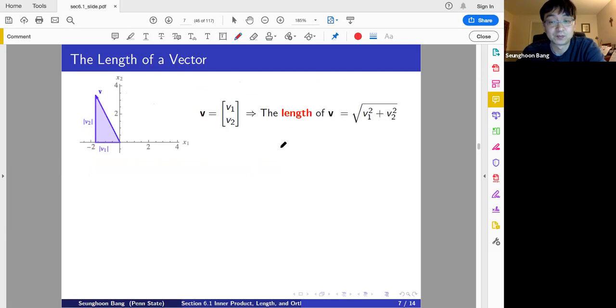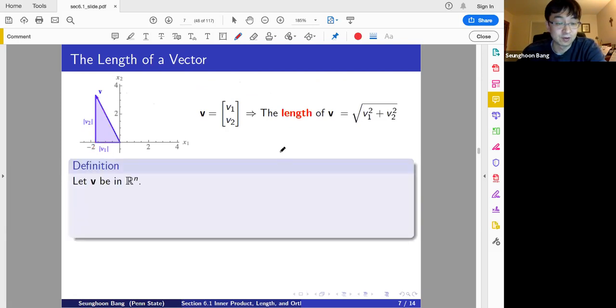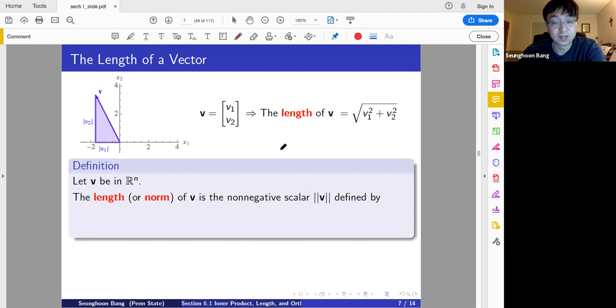So this one, that's right. Definition: v is in R^n. The length or norm of vector v is a non-negative scalar. This is a notation. We can use the norm of v, defined by the square root of vector v times vector v. What does it mean? It is the same as the square root of vector v dot vector v, the square root of the inner product of v and v.